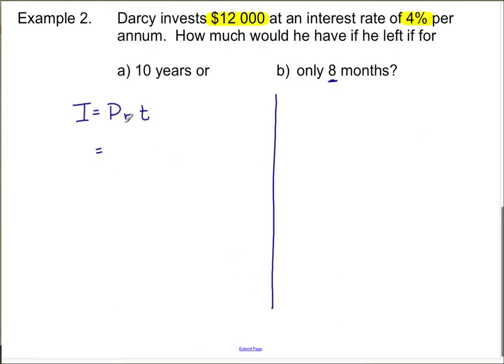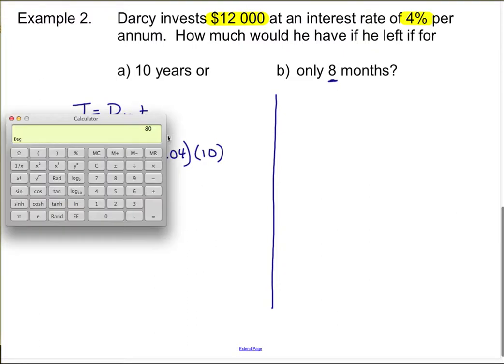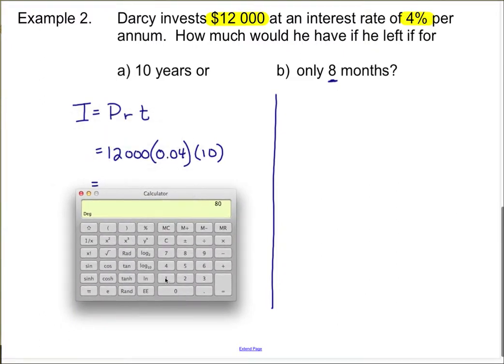So let's take a look. For 10 years, we'll take the $12,000 times the rate, which is 0.04. Remember, I have to change it into that decimal, and the time in years is 10 years. So let's pull out my calculator. And I'm going to type in 12,000 times 0.04 times 10.